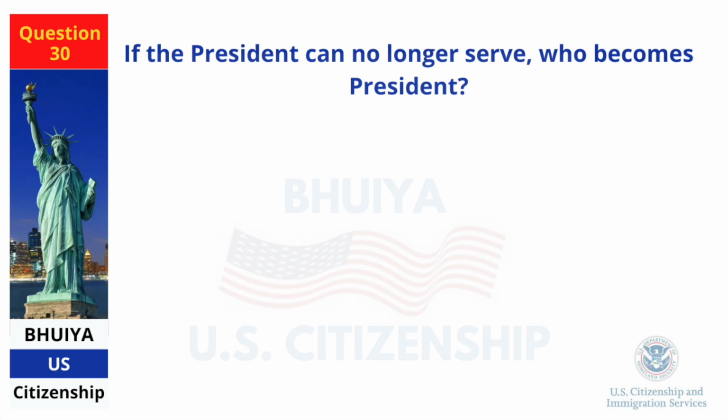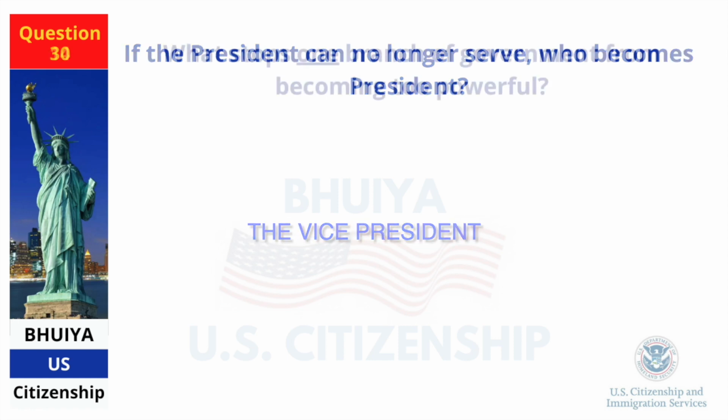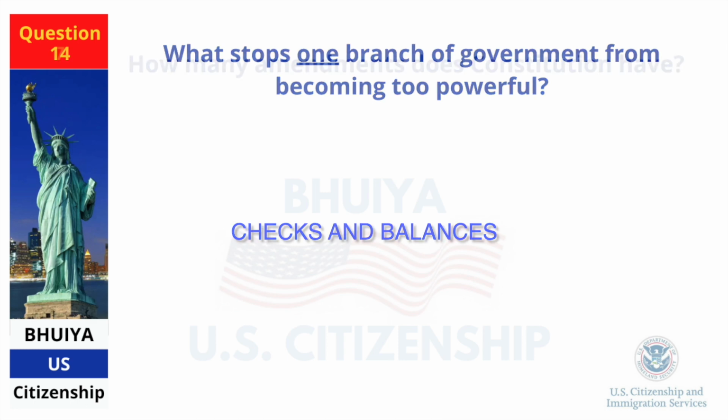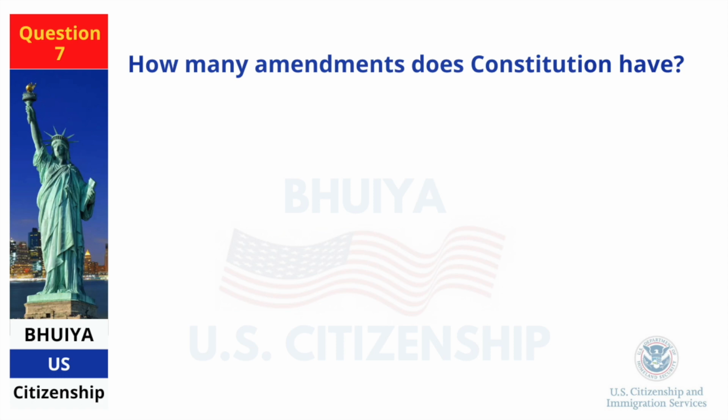If the president can no longer serve, who becomes president? The vice president. What stops one branch of government from becoming too powerful? Checks and balances. How many amendments does the Constitution have? 27.